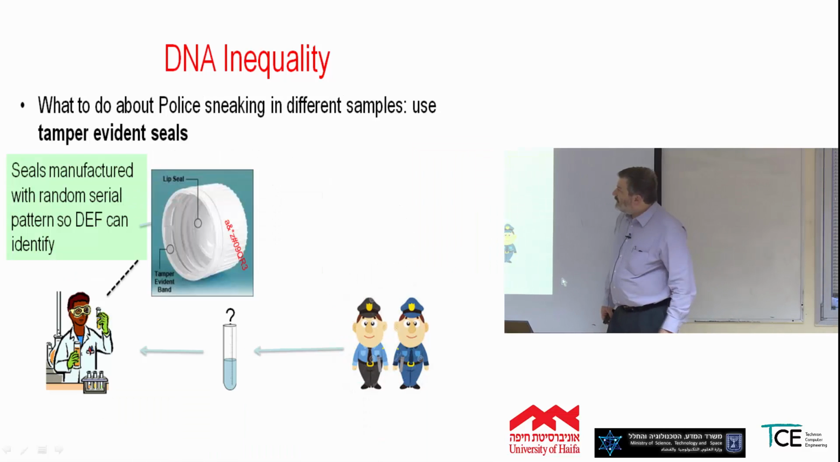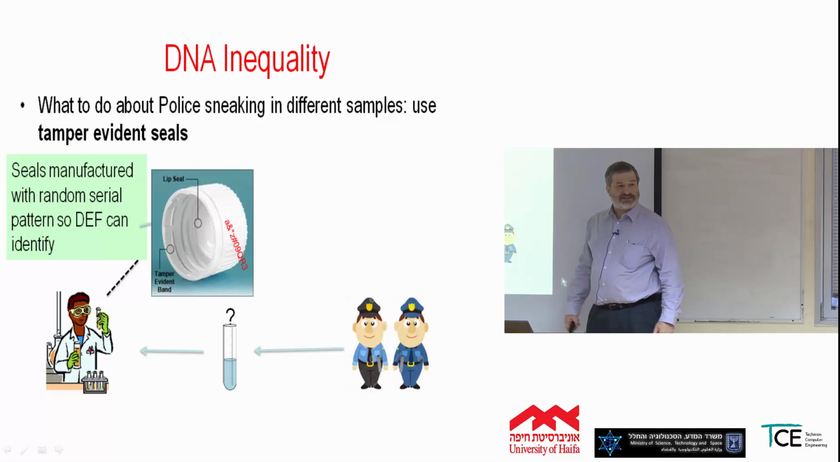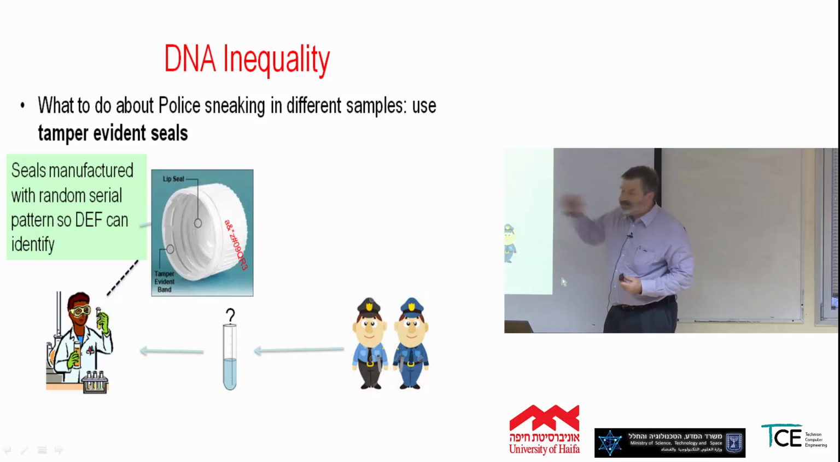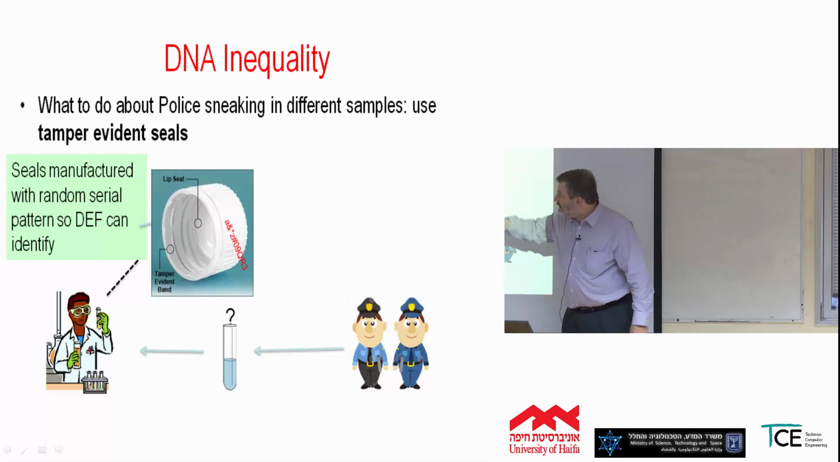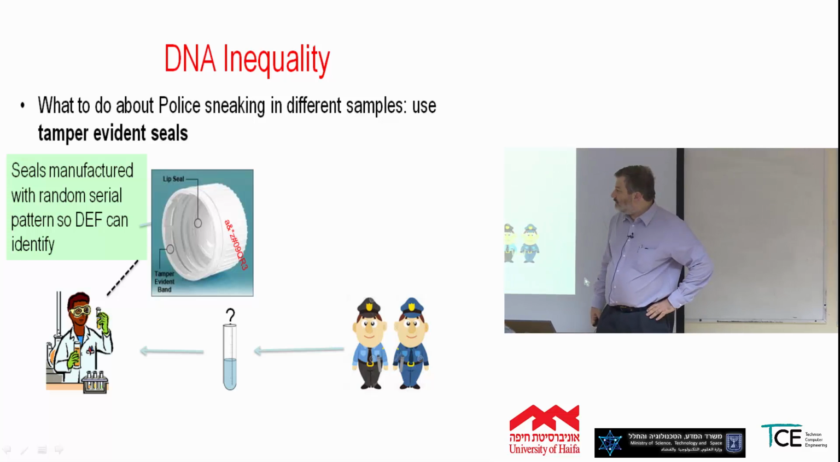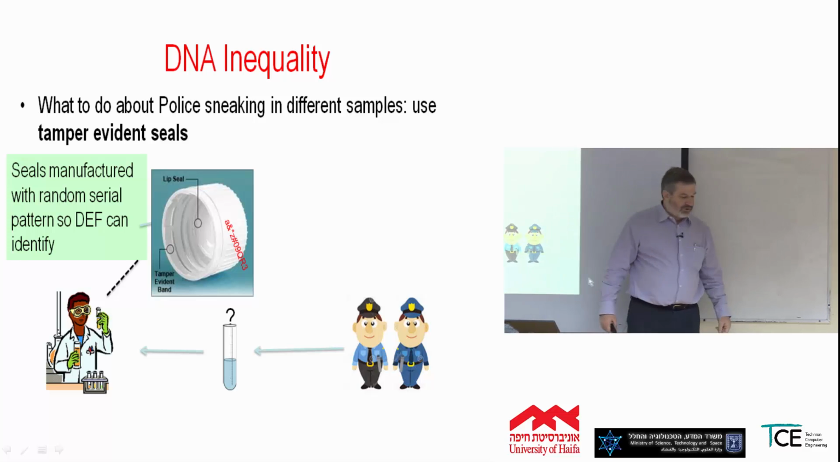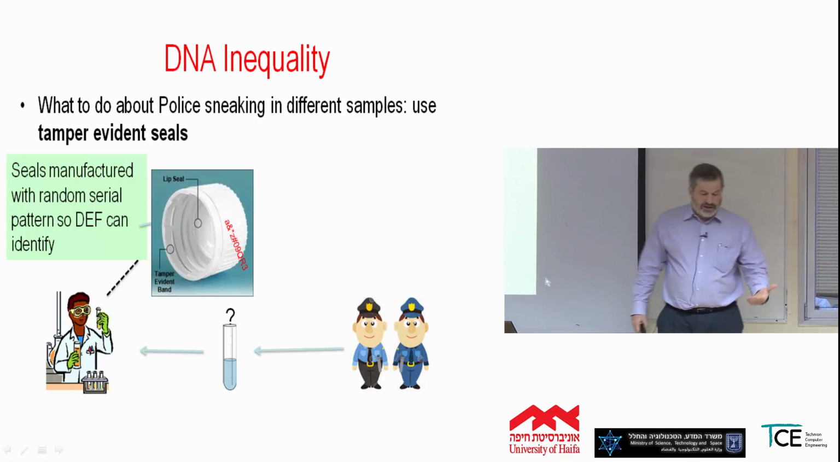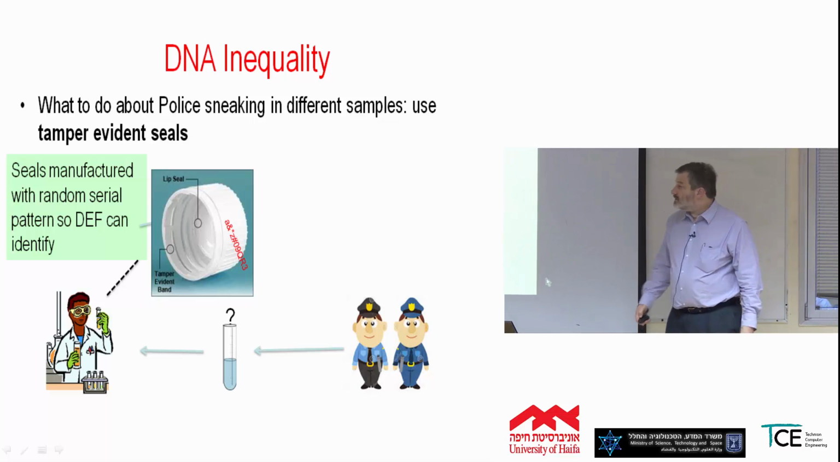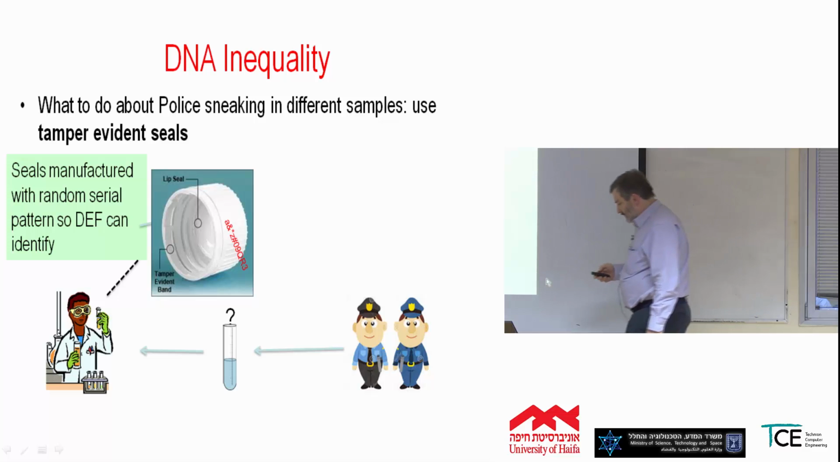Okay. So first, what about the police sneaking in a different sample? We use tamper evidence seals. So we seal the tube with something such that if you open it or change it, it will be evident. So we have to assume that you have such a tamper evidence seal.